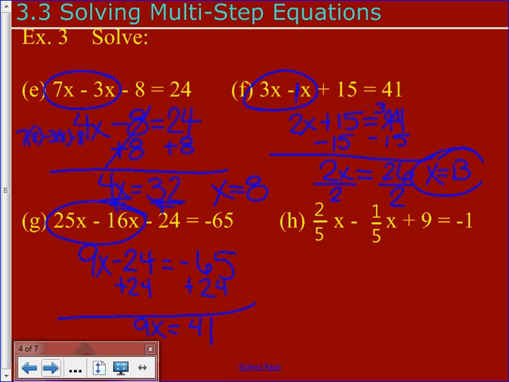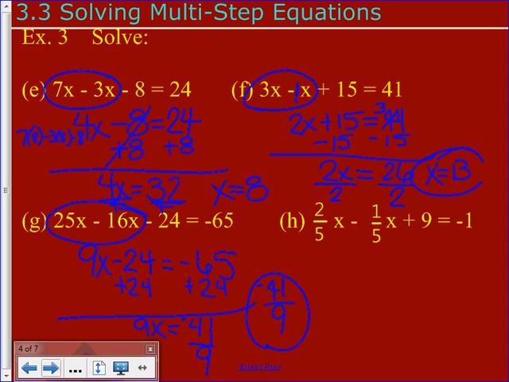5 minus 4 is 1. 6 minus 2 is 4. And it's going to be negative. Now we're going to divide by 9. You can leave it negative 41/9. I would take that. Sometimes that's easier to substitute in to check. Or you can change it into a mixed number.